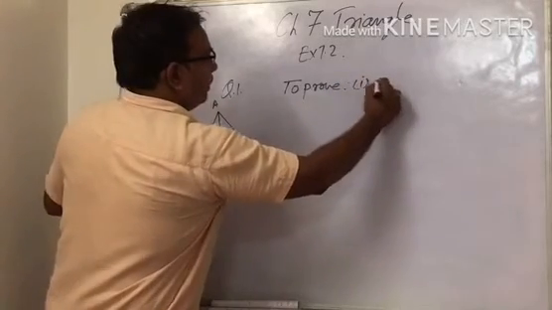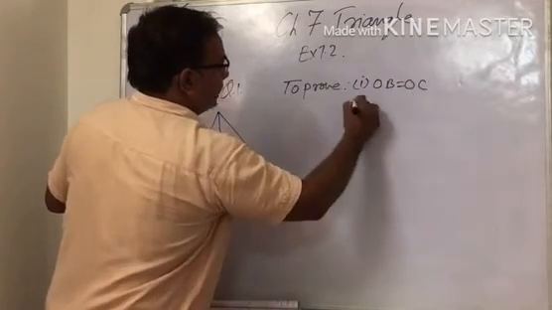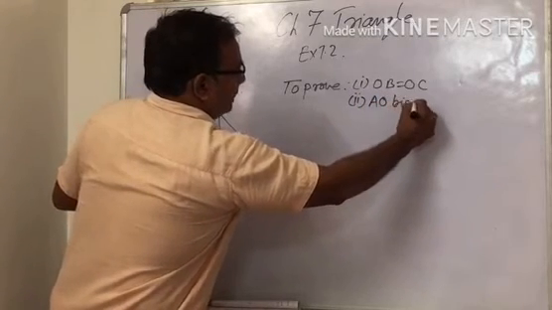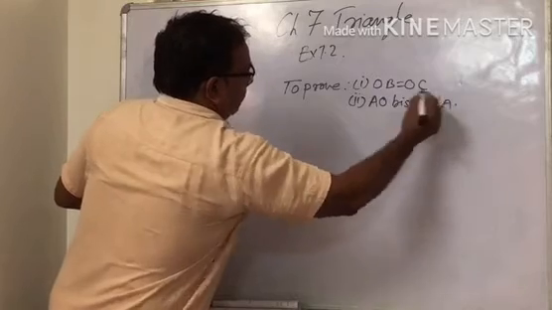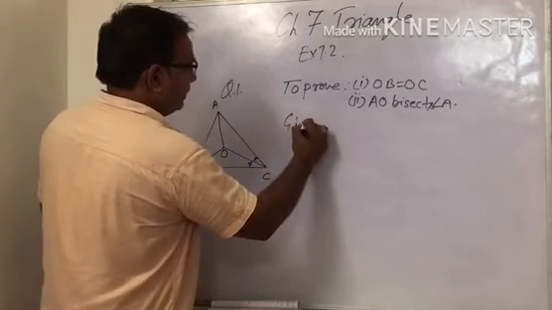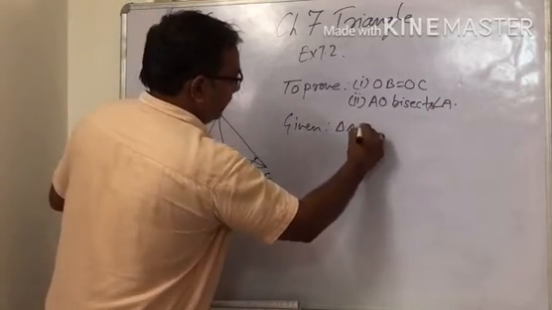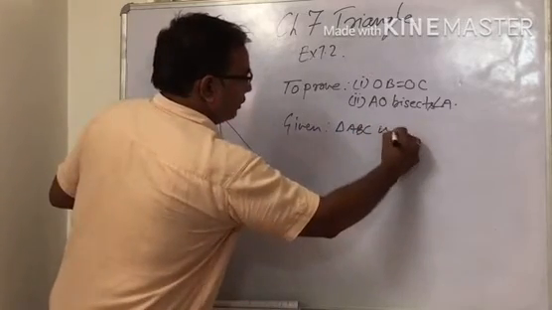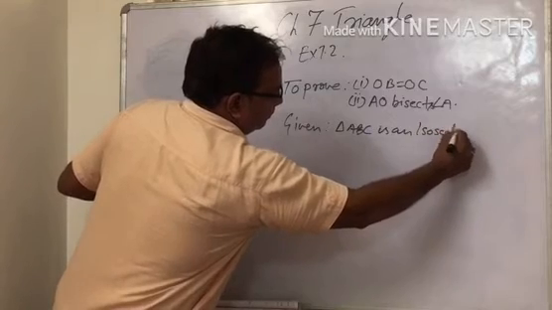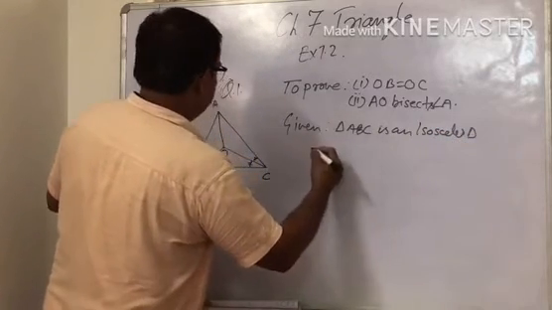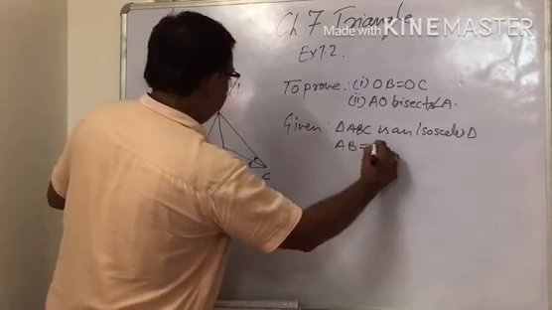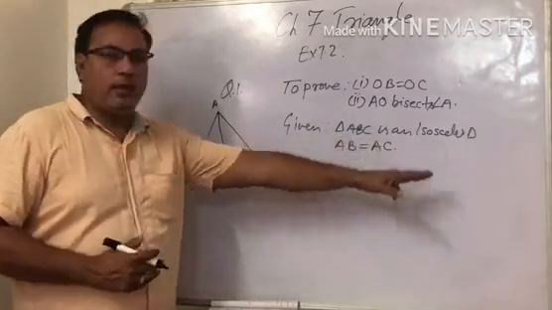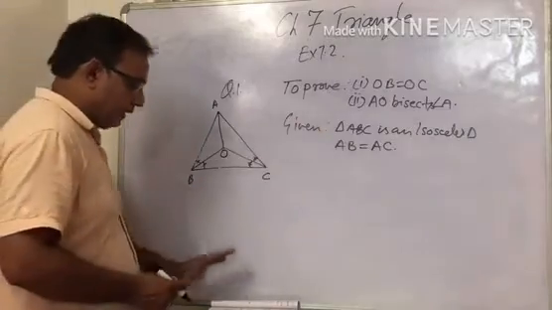First, OB is equal to OC, and second, AO bisects angle A. We know that the given is triangle ABC is an isosceles triangle, and the second is AB is equal to AC. You can use all properties related to the isosceles triangle.